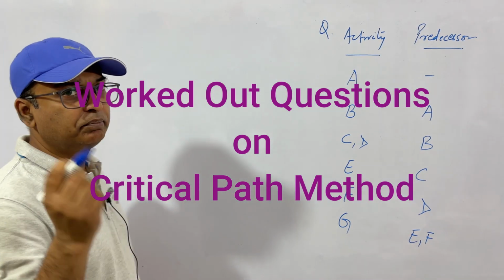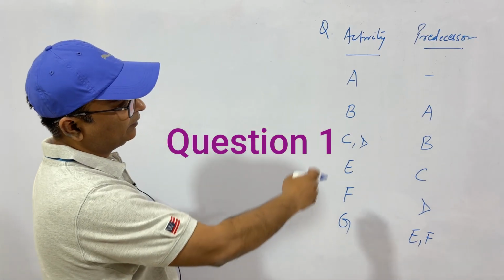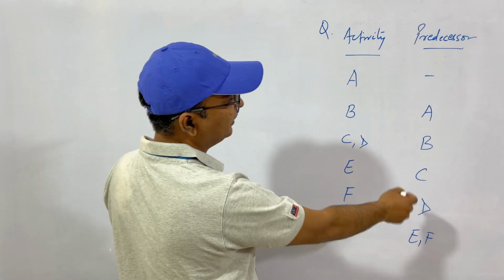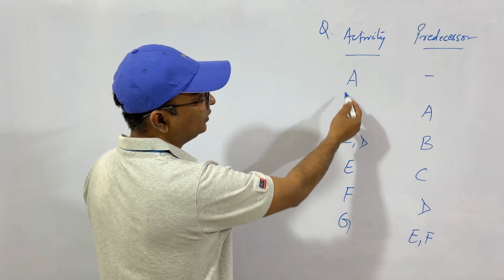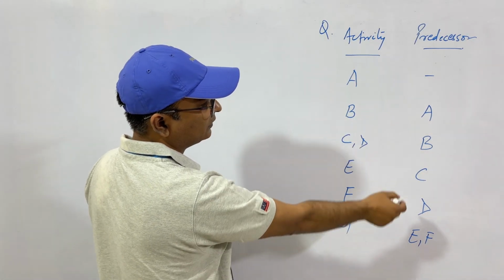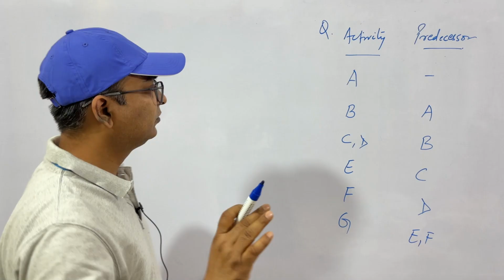We'll start with very simple examples. These are activities and the predecessor is given. These are activities, these are not nodes, these are branches, activity. So A, B, C, D, E, F, G and predecessor is this. So we have to make a network diagram, very simple.